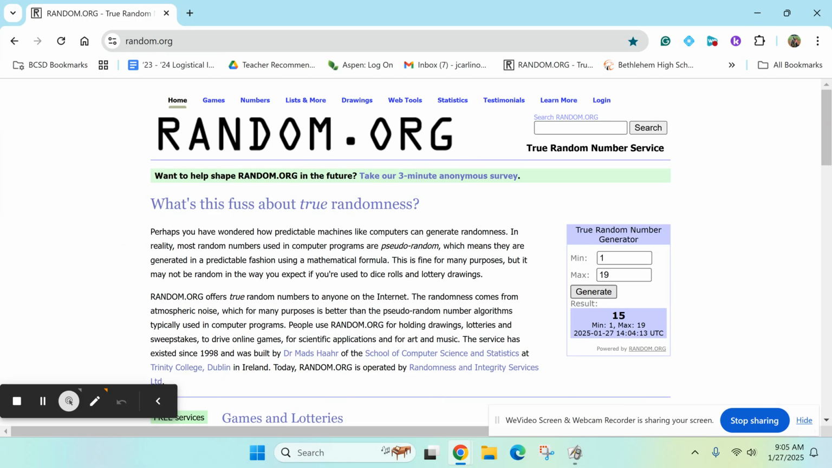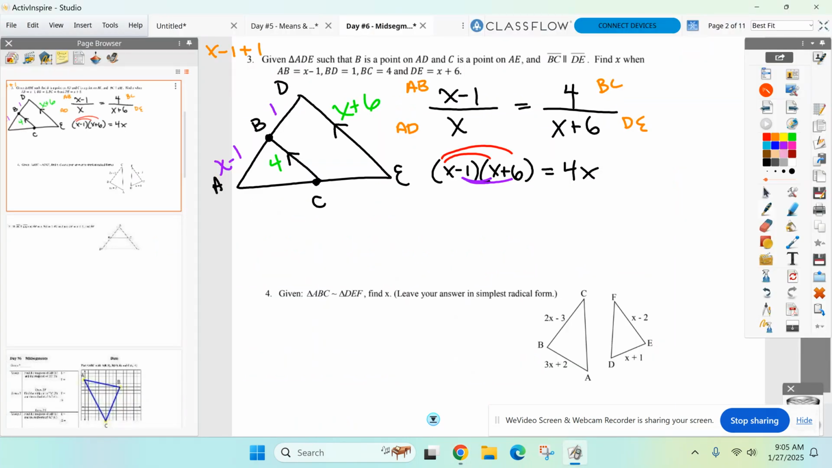Just combine all your like terms for me. What do you get on that left side after you double distribute or FOIL? What do you have there? X squared plus 5x minus 6. Everybody good? Any questions where we're getting that from? You should end up in the middle with a 6x and a negative 1x.